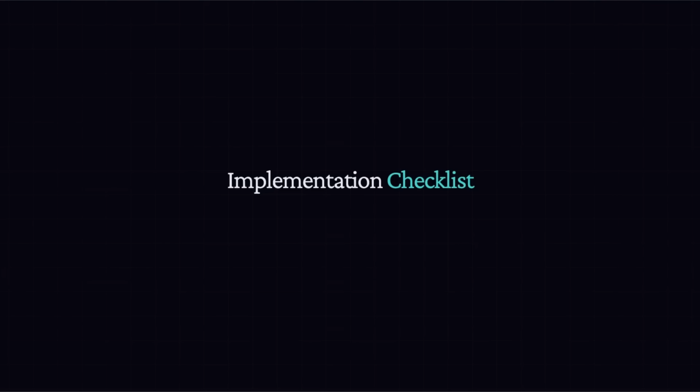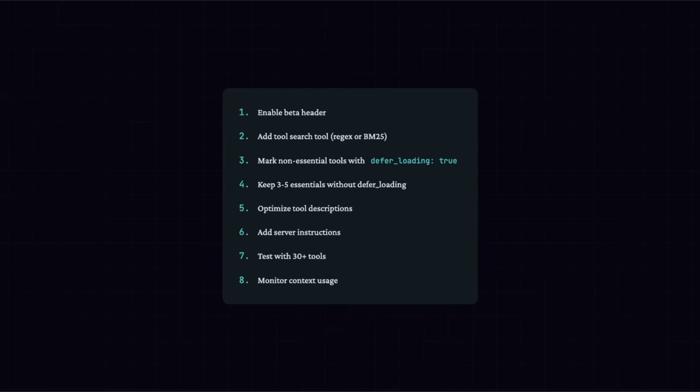Okay, so here's a quick implementation checklist. If you are going to be using this, there are 8 different steps. So first, enable the header. Second, add the tool search tool, either regex or BM25. This is your choice. Then third, mark non-essential tools with deferred loading as true. Keep 3 to 5 essential without deferred loading, and optimize your tool description. Lead with function, add keywords. 6, add server instructions. This helps Claude understand workflows.